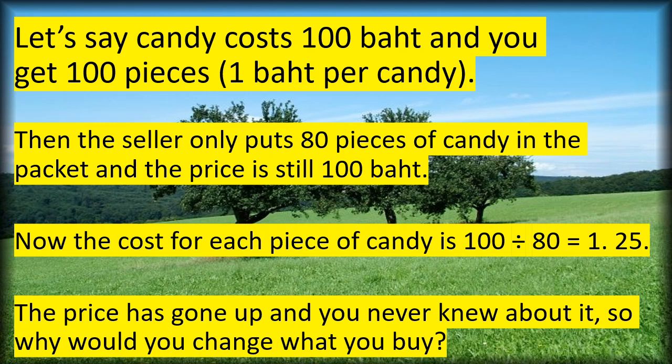Let's say candy costs 100 baht and you get 100 pieces. So 1 baht per candy. And then the seller only puts 80 pieces of candy in the packet and the price is still 100 baht. Now the cost for each piece of candy is 100 divided by 80, which is 1.25. So the price has gone up and you never knew about it. So why would you change what you buy?